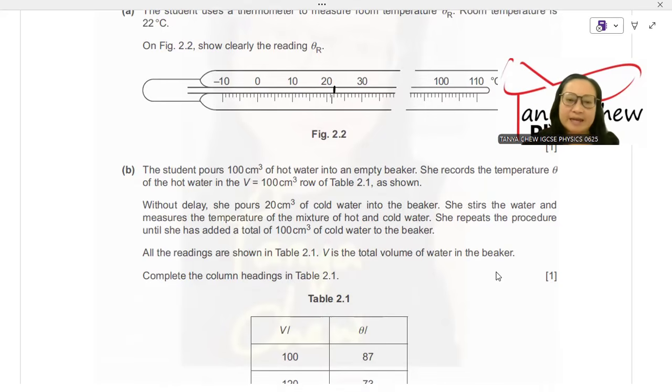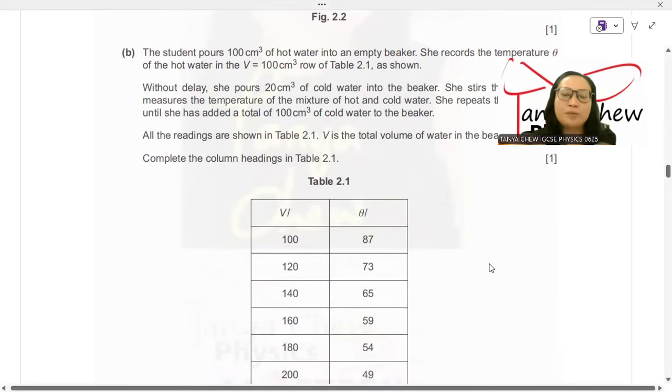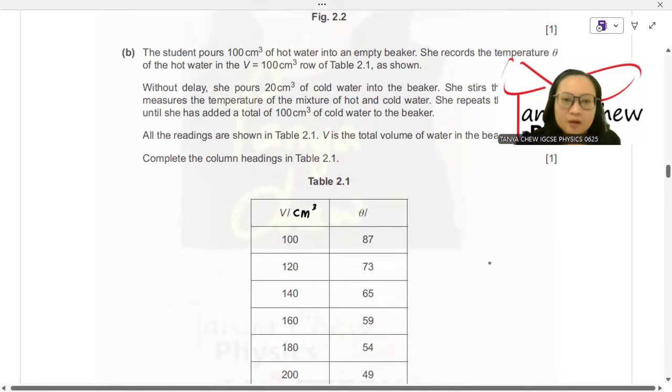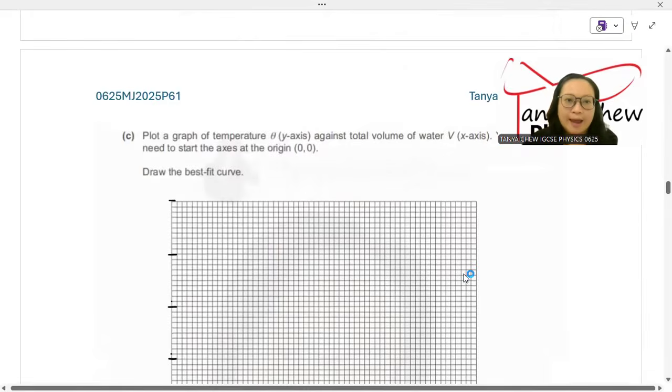Complete the column headings in table 2.1. Column headings means the title of the table. So this is a V, so you just copy it. This is 3 marks. The unit of V is cm cube and the unit of theta is degrees Celsius because they have given you the unit. So that's all. And C, plot a graph of temperature on the y-axis.